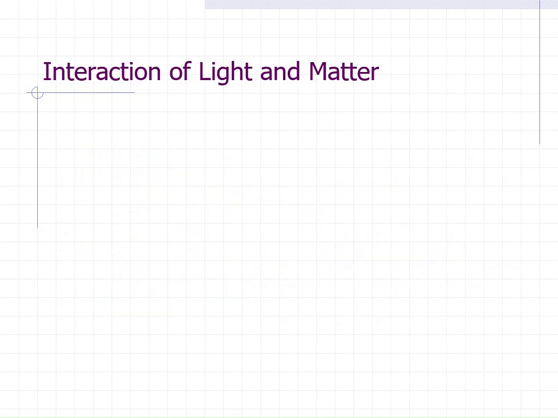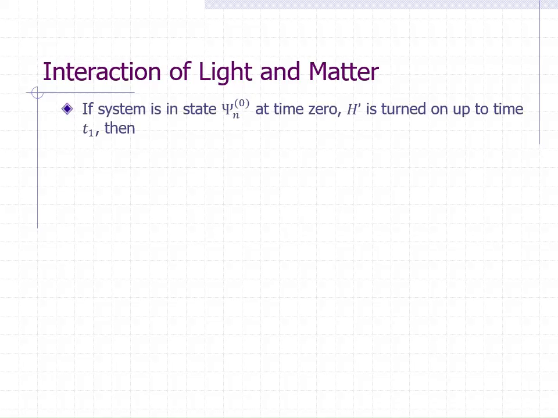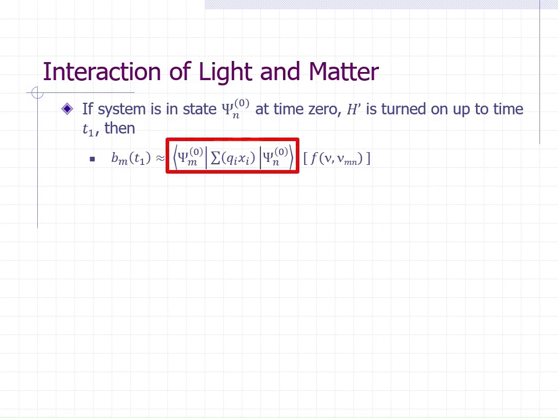Suppose the system is initially in a stationary state, psi sub n naught, and a time-dependent perturbation H prime, due to an EM wave, is turned on until some time t sub 1. Using perturbation theory, we can calculate the coefficient b sub m at time t sub 1. The square magnitude of b sub m tells us the likelihood of the system transitioning into stationary state psi sub m naught. Take a look at the integral written here in Dirac bracket notation.